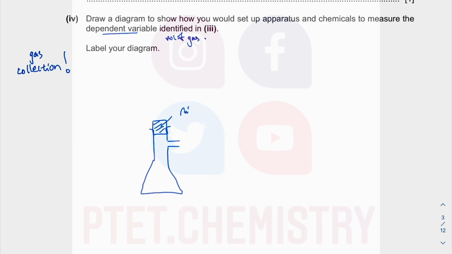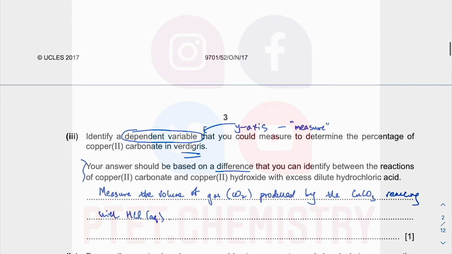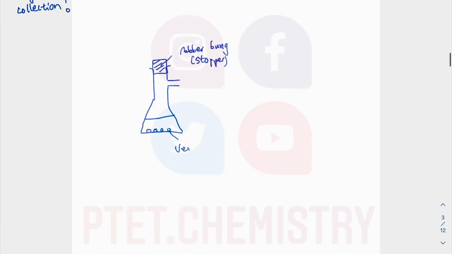Okay, so we need a rubber bung as a stopper, because you don't want the gas to escape. You would have the solid. You would have, what's the name of the compound again? Verdigris. Okay, verdigris. And then you will have the dilute HCl aqueous. And then on the side, you will have the gas syringe.